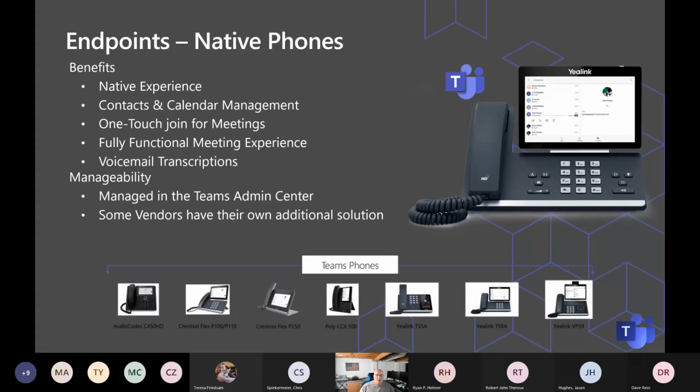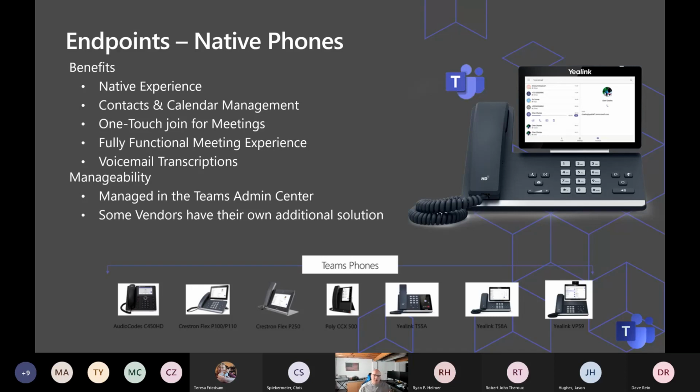These are different phones from various manufacturers that have the Teams application for Android running on top of them. That allows you to manage your contacts, your calendar, and provide single touch join for meetings. So if you have a 3-PIP phone for Skype for Business, it provides that similar functionality, but inside of Teams. And we'll touch base on the 3-PIP devices further on. Also, it provides a fully functional meeting experience for your users.